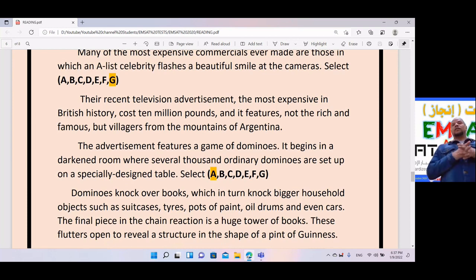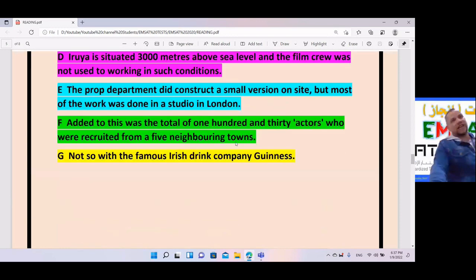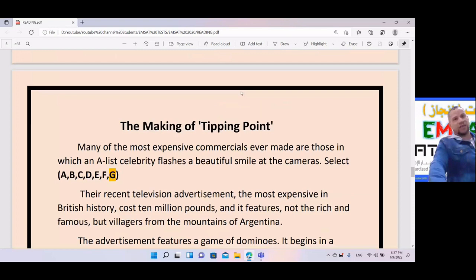Paragraph 2: the recent television advertisement, the most expensive in British history, cost £10 million. And it features not the rich and famous, but villagers from the mountains of Argentina. Paragraph 3: the advertisement features a game of dominoes. It begins in a darkened room where several thousand ordinary dominoes are set up on a specially designed table. So I'm talking now about the system of dominoes. The answer is A. Why A? Because I'm talking about steps: then the falling dominoes head out of the room into the streets, causing progressively larger objects to tumble. So this is A, according to the meaning.